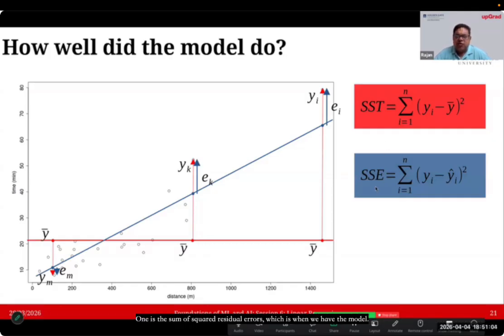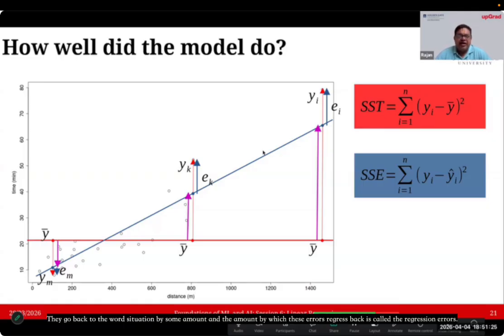75% of the total sum of errors is explained by the model. When we have a model, we have the sum of squared residual errors, which is what remains after the model has corrected for the errors. When there is no model, we have the sum of squared totals. That means these two kinds of errors, which are what the regression has solved. When we remove the model, the errors go back by some amount. They go back to the worst situation.